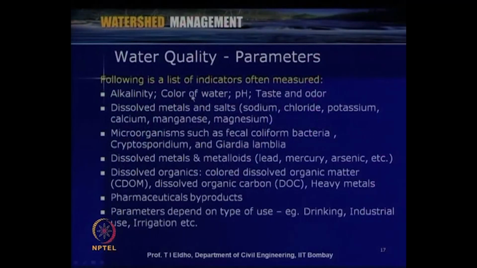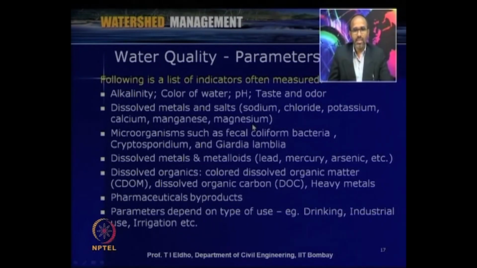So, the parameters are very important. Generally the following list of indicators are often measured when we are going for lab tests. First one is alkalinity, whether the water is acidic or alkaline, which the pH indicates. Then color of water, then taste and odor, then dissolved metals and salts like sodium chloride, potassium, calcium, manganese, magnesium, etc.